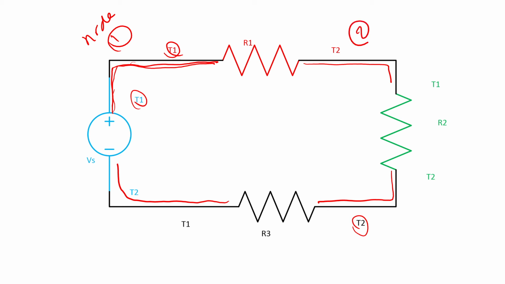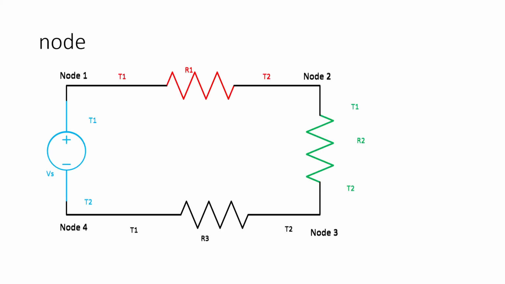And this is node number 2, since I use a different wire to connect terminal 2 of R1 with terminal 1 of R2. So we call it node 2, and this is node 3 and node 4. As you see here, node 1, node 2, node 3, node 4. It's okay if you want to call them A, B, C, and D, but they are different from each other. A is different from B, B is different from C, and C is different from D.